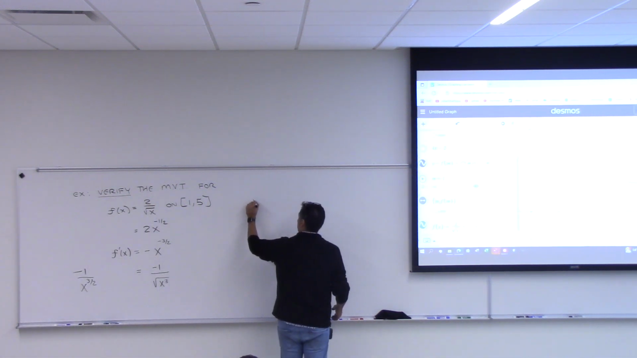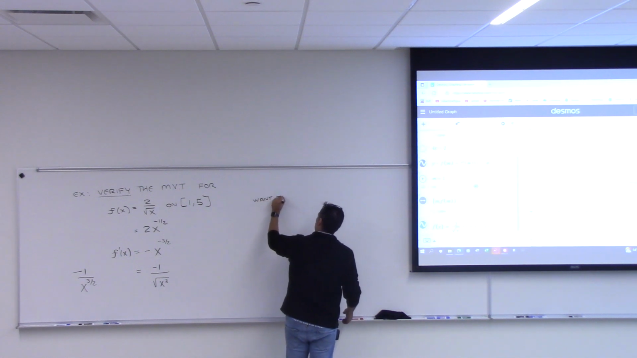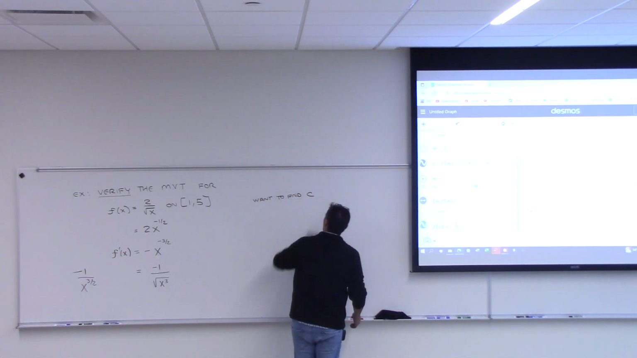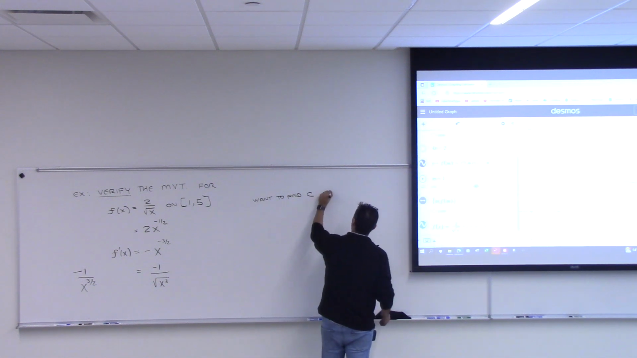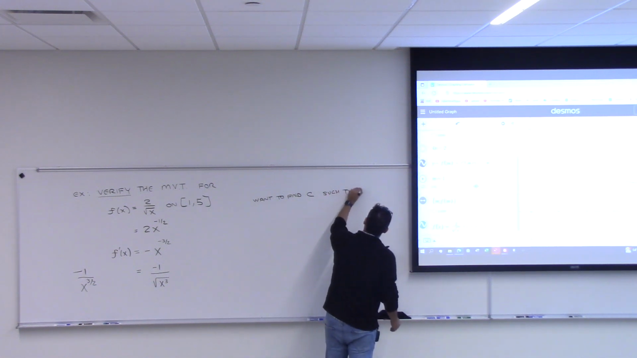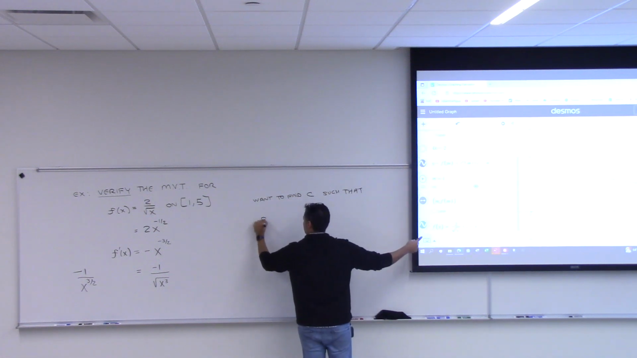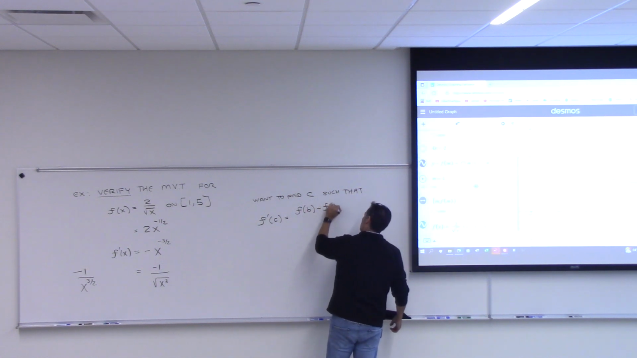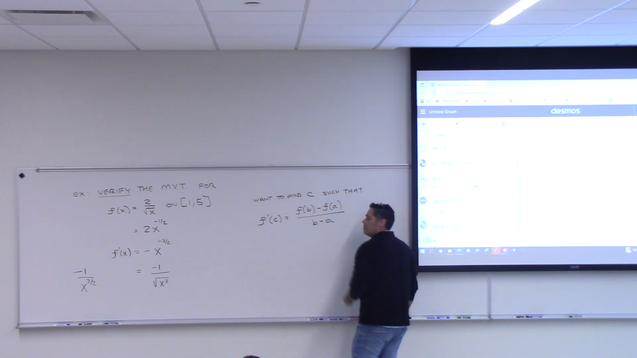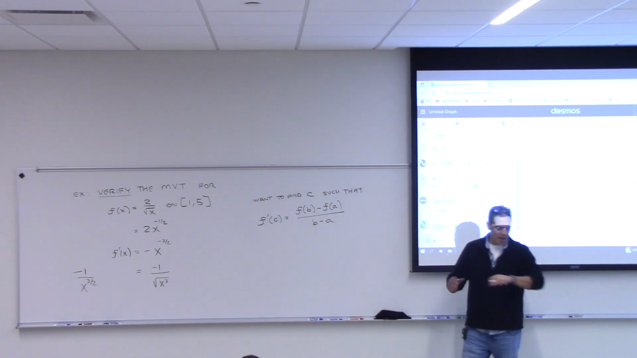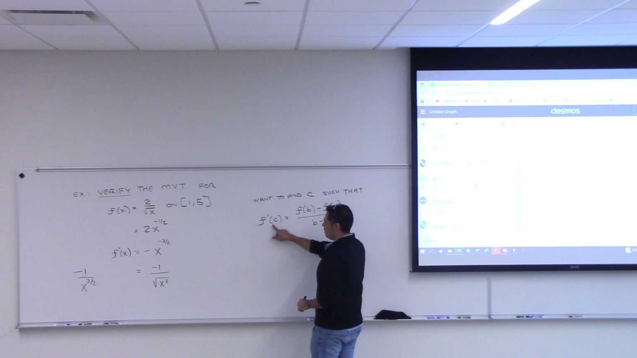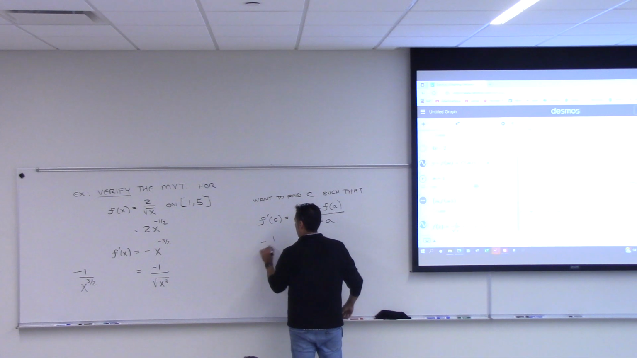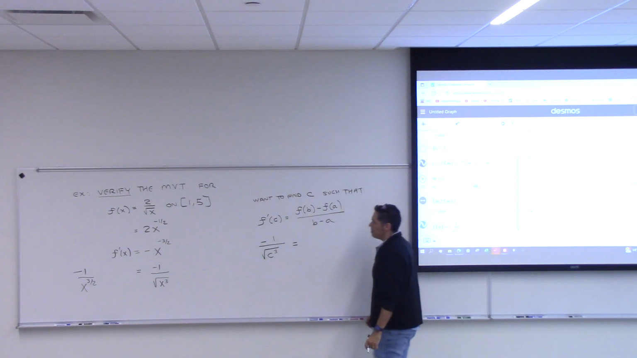So I want to find a c, at least one of them, such that the derivative at c is equal to f of b minus f of a over b minus a, right? That's what I'm trying to find. So I'm going to work the left and right hand sides of this. What's the derivative at c? Well, there's your derivative. Plug c into it.